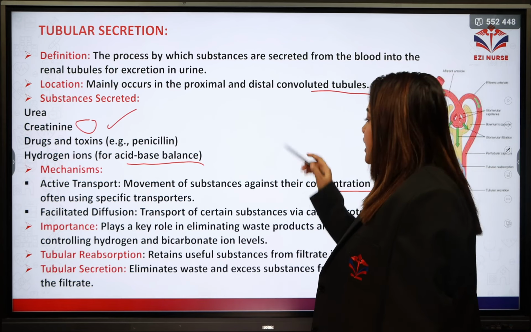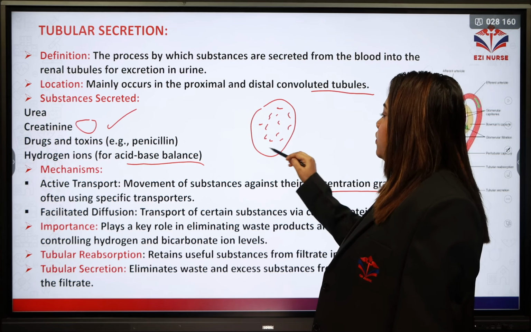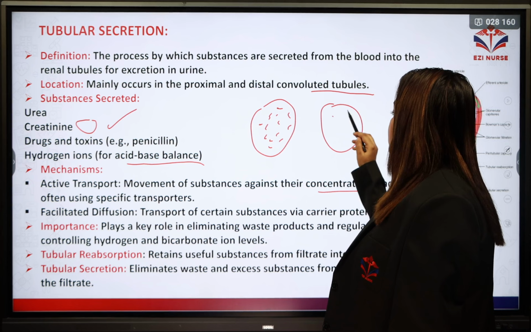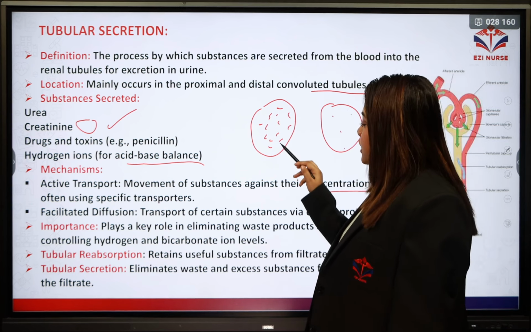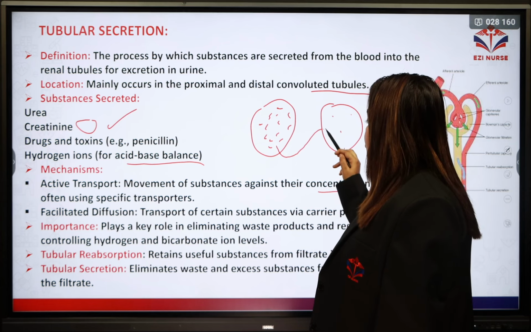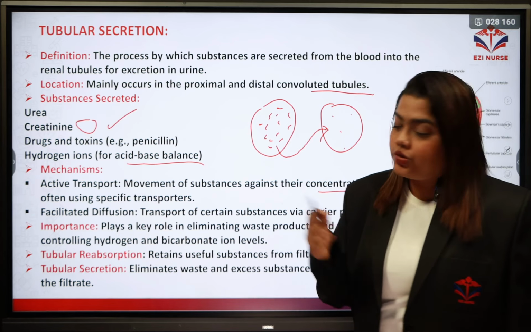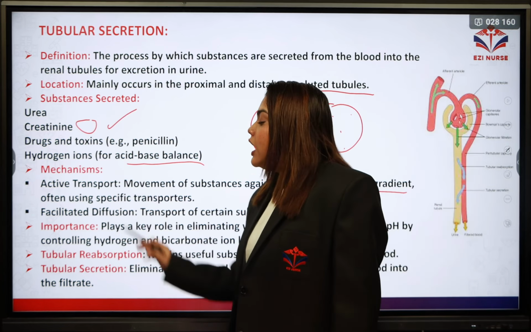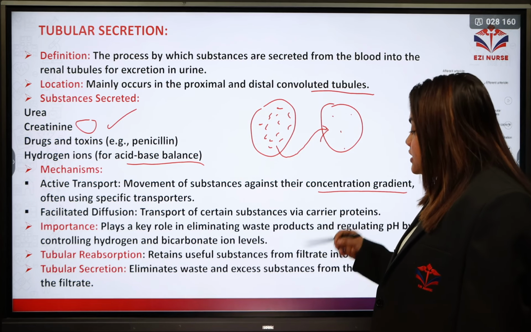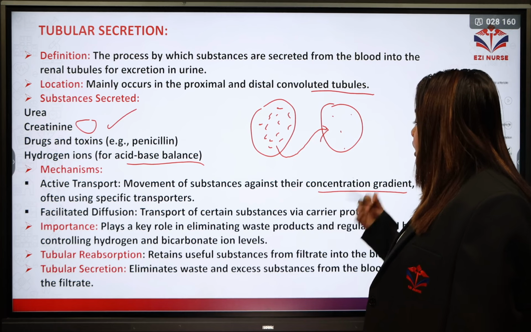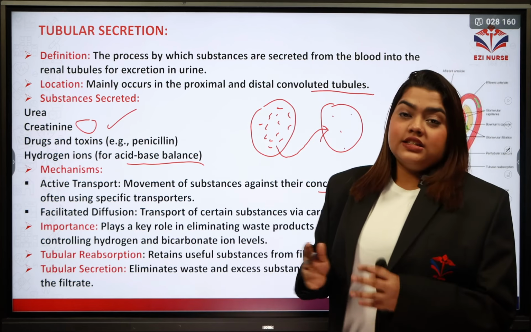So what is meant by that? See, if there is a fluid where the concentration is more, and another fluid where the concentration is less, now what happens is, because of the gradient, the fluid will move to this one. So this is a kind of filtration also, you can say. So that is active transport. Now the facilitated diffusion is the transport of certain substances via a carrier protein. So that is the mechanism of tubular secretion.